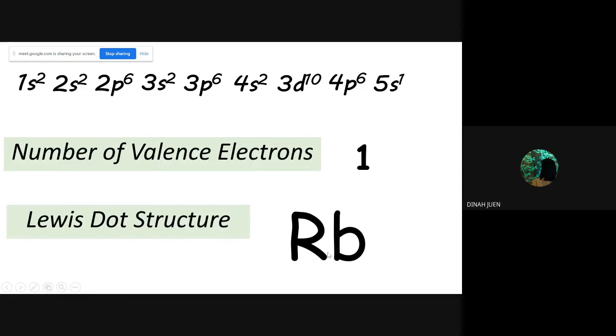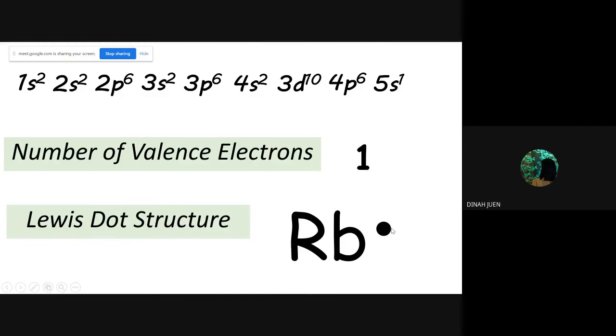It is a symbol of Rb. So you will put a dot wherever you want, here, here, here, or here. And this dot should represent the number of electrons that an element has. Since rubidium has only one valence electron, you will put only one dot.